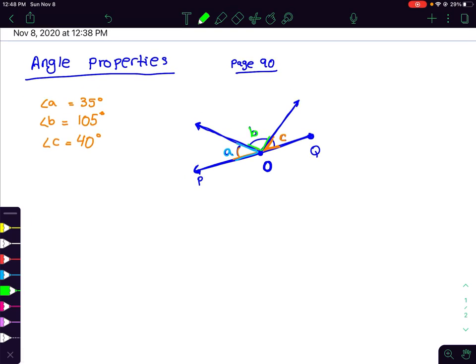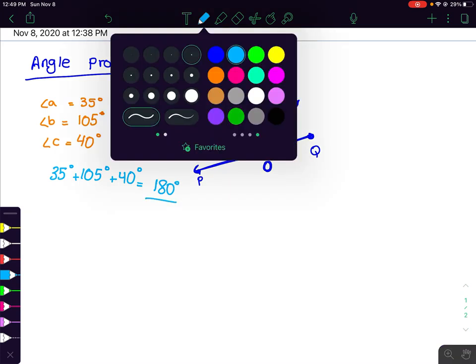And then using a protractor that you need to have for this chapter, when you measure it, you can see angle A is 35 degrees, angle B is 105 degrees, and angle C is 40 degrees. When we add these angles up, 35 degrees plus 105 plus 40 degrees, what do you get? You get 180 degrees.